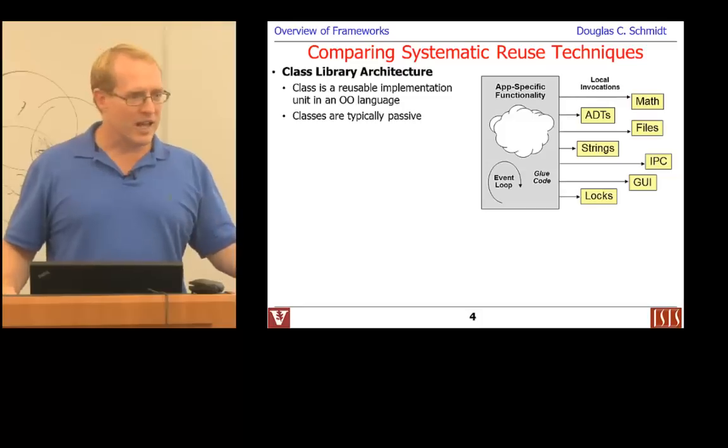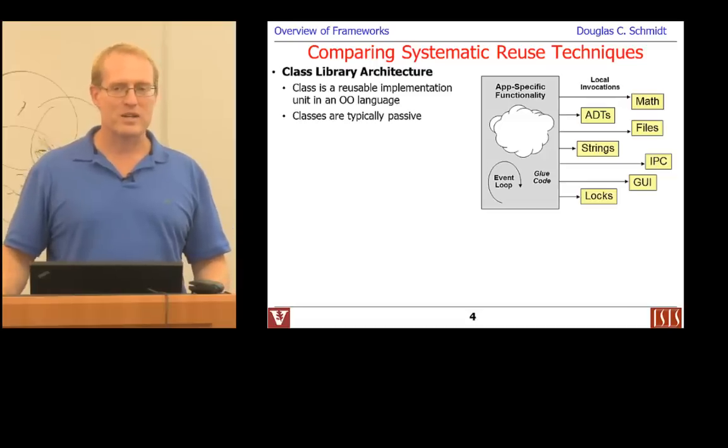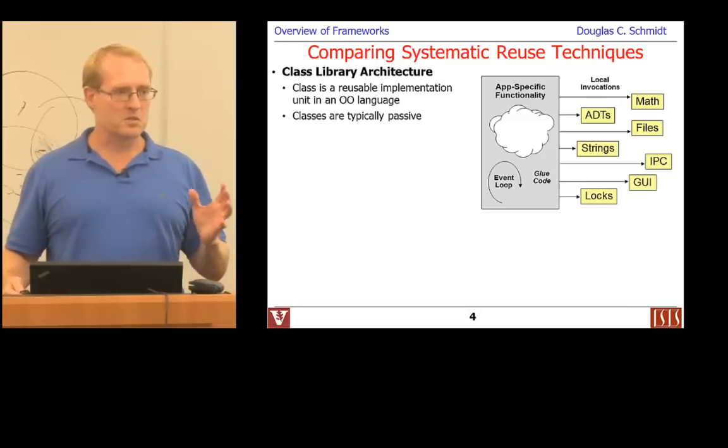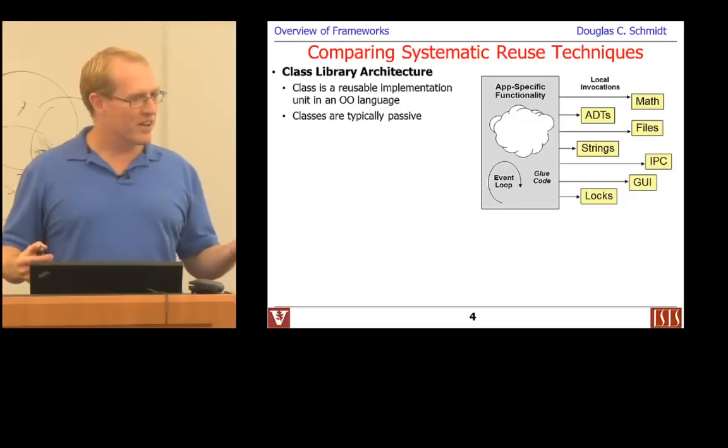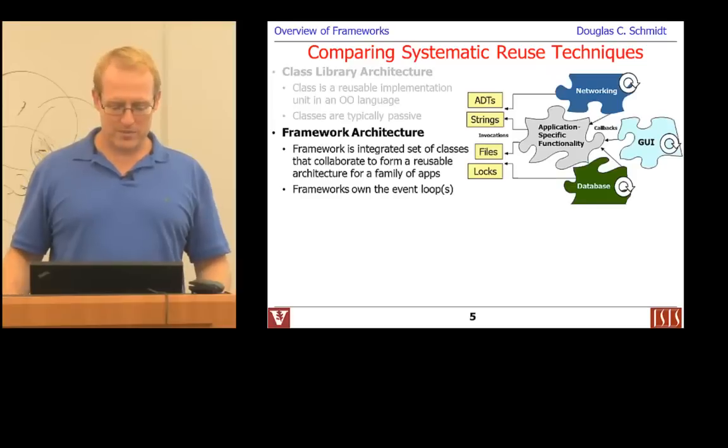Now, class libraries are better than function libraries in many ways, for most things, maybe not for math operations, but they're certainly better in lots of ways. But they only get you so far. They only solve a very small part of the problem space. And one of the things they don't really deal with are some of the things that motivate the use for frameworks.